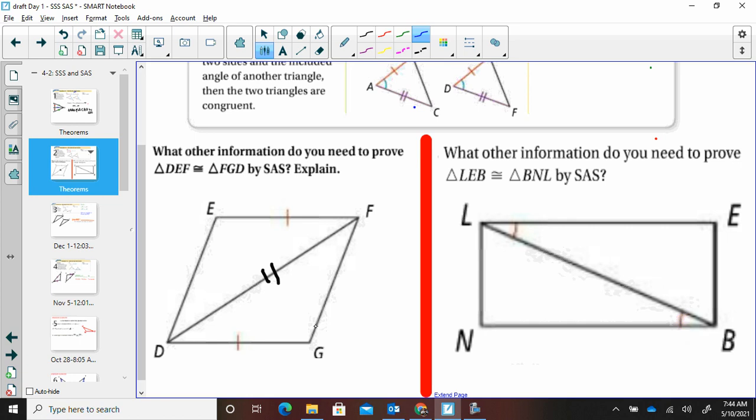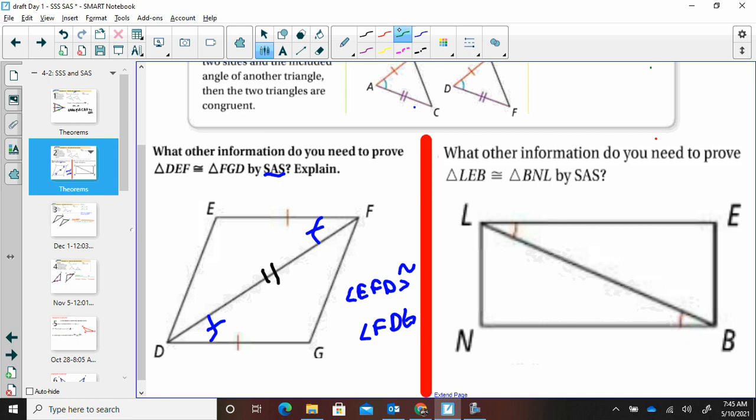If I said E and G, E would give me angle side side. That doesn't work. Side angle side says I need the included angle. There's two sides. There is my included angle. So I would need angle EFD to be congruent to angle FDG. And then I would have side angle side.